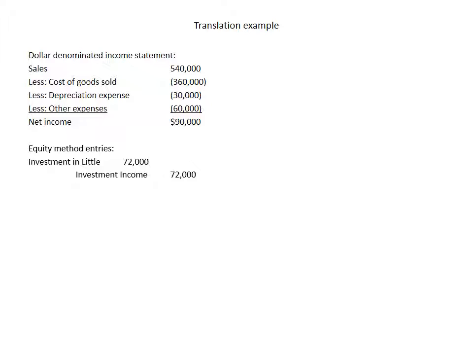And so we'd say, well, you made $90,000. We get 80% of that 90,000. So we'll have our investment and our investment income. The dividends, we receive 80% of the dividends that they paid. And finally, a new one, we're going to record our share of that translation loss that was on Little's trial balance. Again, there was a $49,000 translation loss. Our share of that is 80%. So we show a $39,200 translation loss.